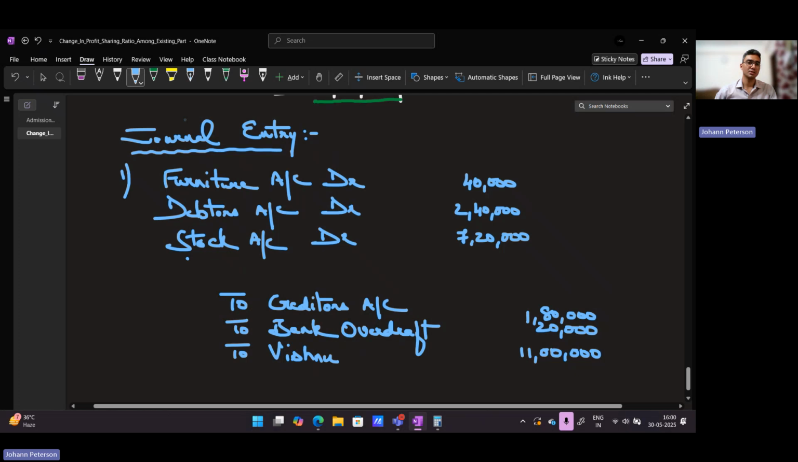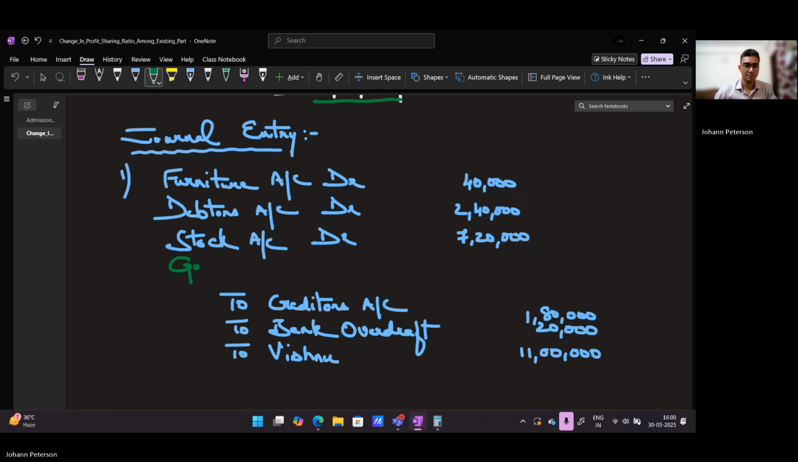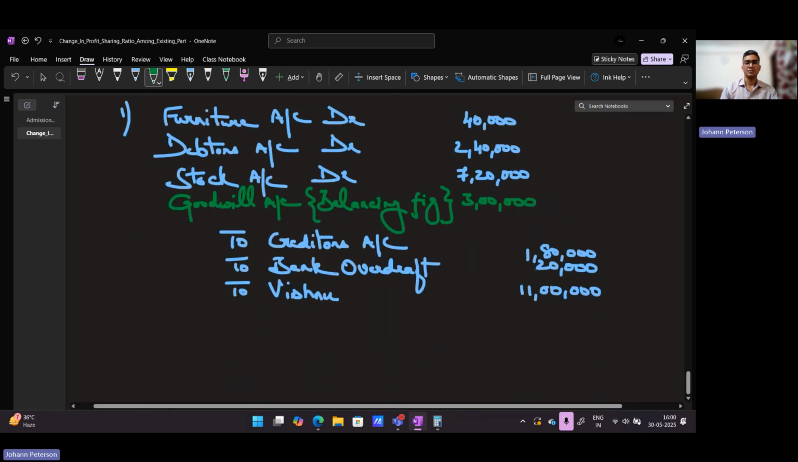So this balance will be known as goodwill. Again, goodwill is an asset, which I said you're going to write in your books. So you're writing it down. This is your balancing figure. Amount is 3 lakh, which is also what you just calculated on top. So here the narration will be being business purchased.